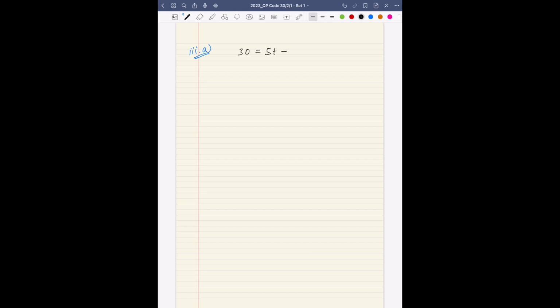What was the equation? Sorry, not 5t. 25t minus 5t square. This forms a quadratic in t. So shift your minus 5t square to the left. 5t square minus 25t plus 30 is equal to 0. Please simplify. Take 5 common. t square minus 5t plus 6 is equal to 0.